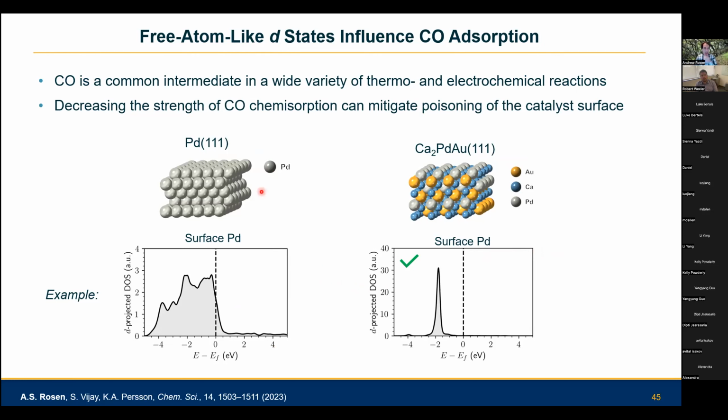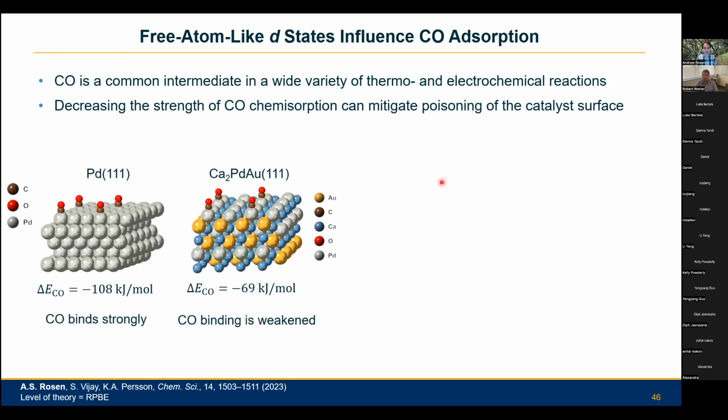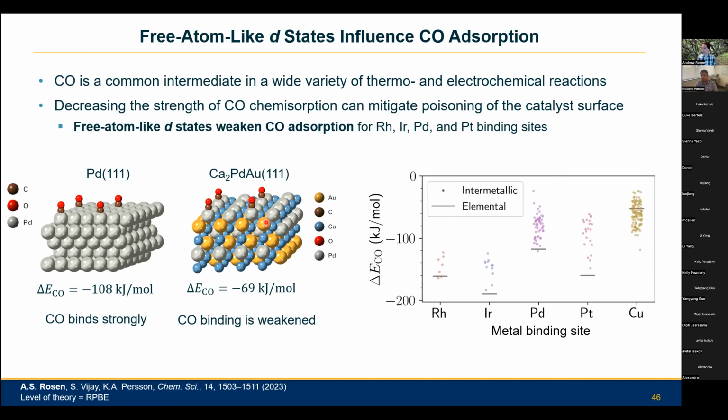And so what we'll do here is take an elemental reference structure like palladium and compare the CO binding strength with binding on a similar palladium site that has free atom-like character and see how the CO compares. So for this example, CO binds very strongly on palladium-101, but on this calcium palladium gold compound with free atom-like palladium species, the CO binding is much weaker. And we can ask, is that something that is general or just for this material? And it turns out the answer is mostly yes.